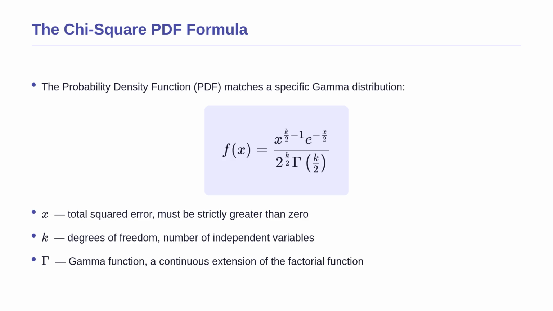This formal definition leads us directly to the mathematical equation that describes this distribution. This is the probability density function, or PDF. It gives us the shape of the curve, showing which total squared errors are most likely to occur. Let us look at the symbols. The variable x represents the specific value of the total squared error, which must be greater than 0. The letter k represents the degrees of freedom. Finally, the Greek letter gamma represents the gamma function, which is a continuous extension of the factorial function. As the degrees of freedom increase, the exponent changes, drastically altering the shape of the curve.